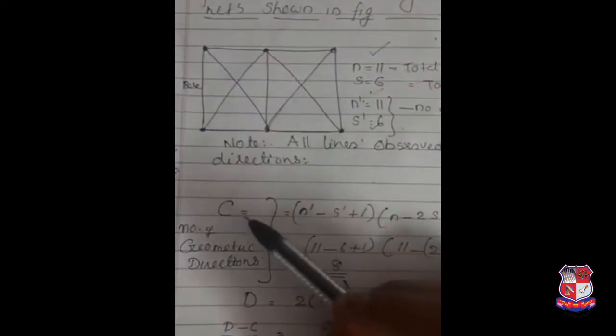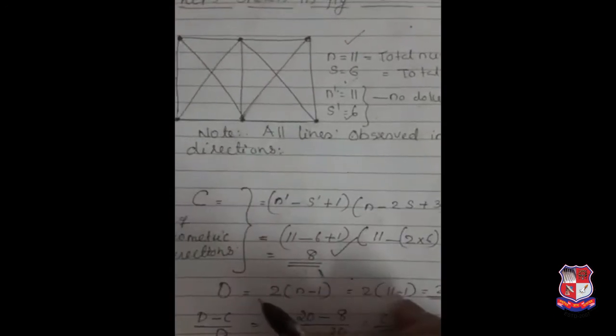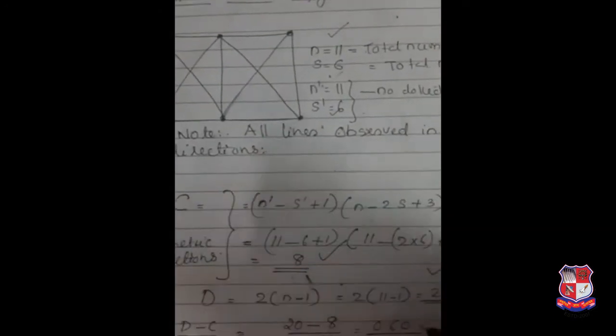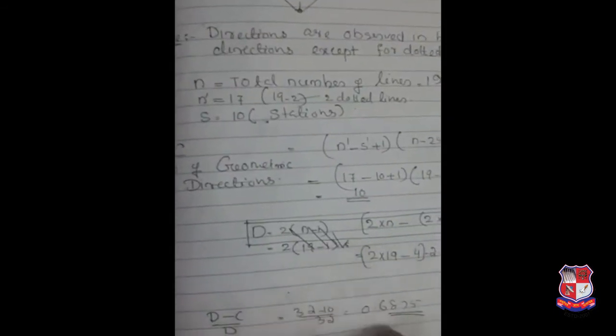Similar to the previous one, you have to find C first, that is the number of geometric directions. From the equation, we find it as 8. Then D is 2 into n minus 1. It's also calculated. So D minus C by D is equal to 0.6. One more is there, I am not going to that one. I'll share the PDF with you.